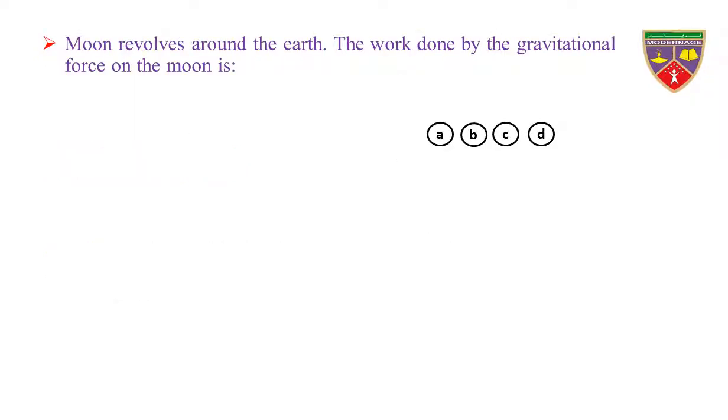Moon revolves around the Earth. The work done by the gravitational force on the moon is: option A, 30 joules; option B, 20 joules; option C, 10 joules; option D, 0 joule. The key is 0 joules. Therefore, the correct option is D.